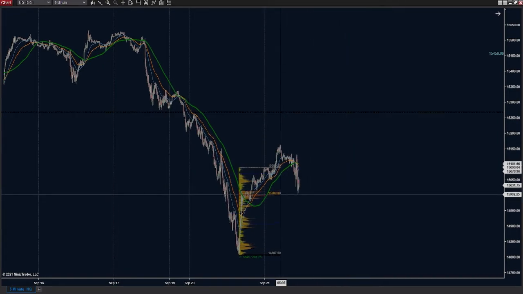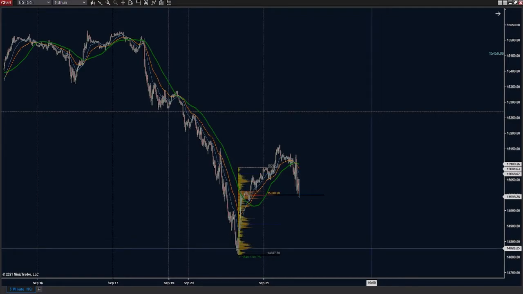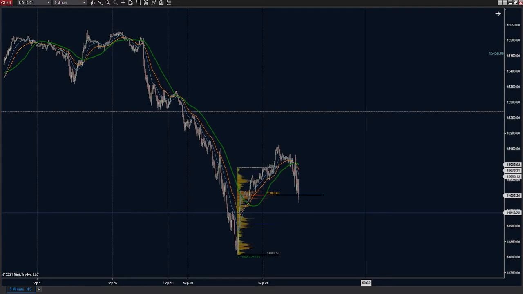Did they hit it there? Ooh, they came very close, but technically didn't hit it. There we go. Okay, we have an actual test of the POC, so we know for sure that the bulls will have gotten in here. And from an excess proof perspective now, all we really need is some bull bars. We just need some proof. None yet. None yet. That's a heck of a bull bar right there.